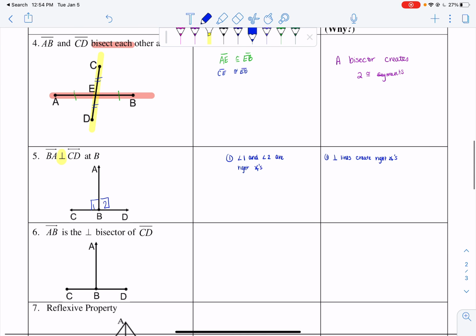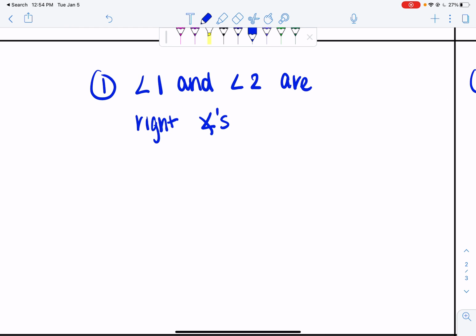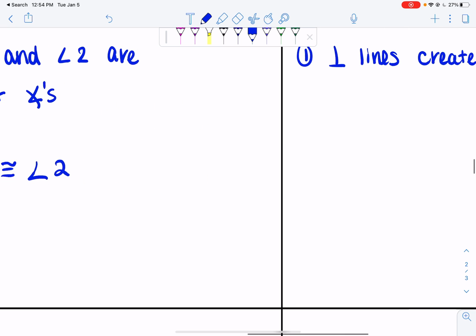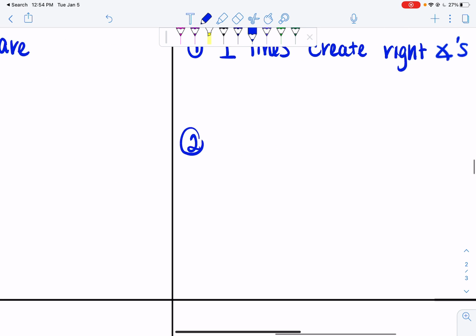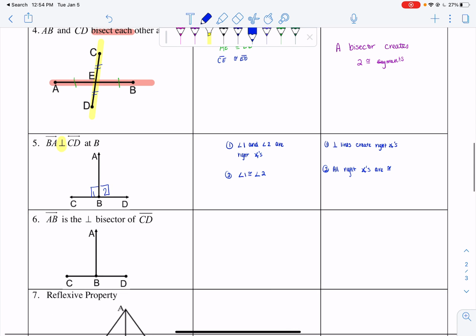That's the first thing I can say. And what do we know about right angles? They're all 90 degrees. So I can say that angle 1 and angle 2 are congruent. You can't just say angle 1 and angle 2 are congruent right away. You have to mention that they are right angles first. So angle 1 congruent to angle 2, and my reasoning would be all right angles are congruent. This is exactly what you would write in a proof. Make sure you write these down.